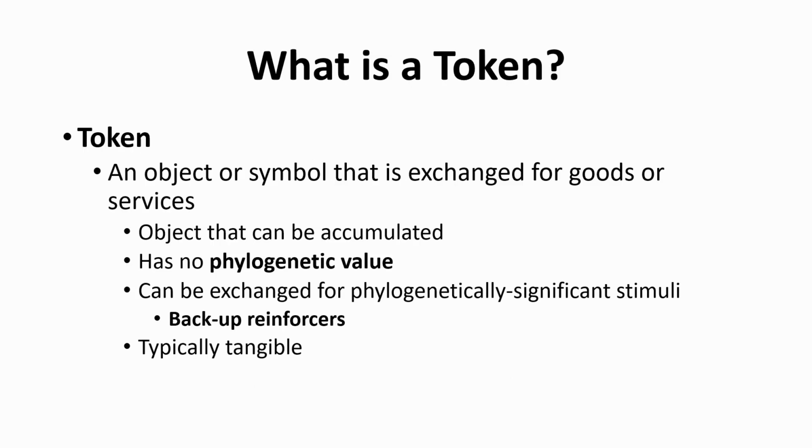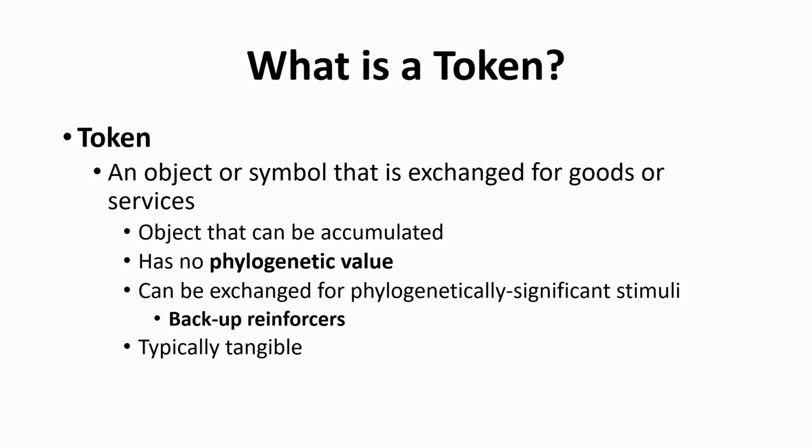So let's start off with the most basic of steps here, and that's figuring out what a token is. A token is an object or symbol that is exchanged for goods or services. That's a generic definition of a token. But when we're talking about psychology and specifically a token economy, we want a token to also be an object that can be accumulated, something that an individual can build up a collection of.